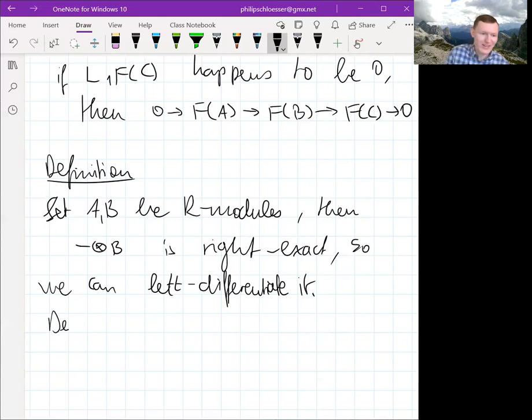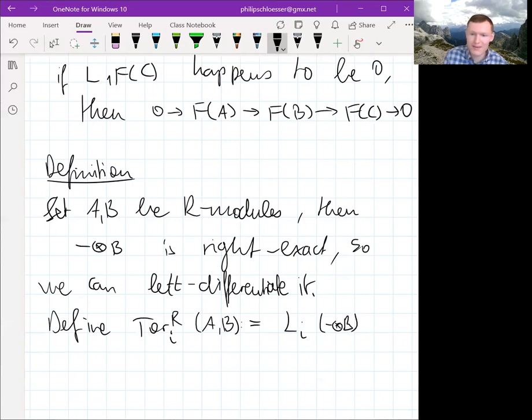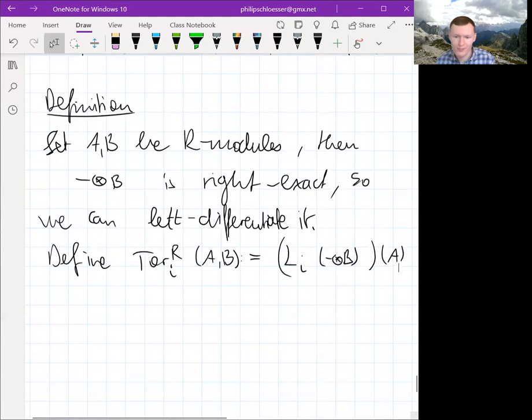We define Tor_i^R(A, B) to be the ith left derivative of the functor tensor product with B applied to the module A. Do I have some interesting examples? No, I actually don't.